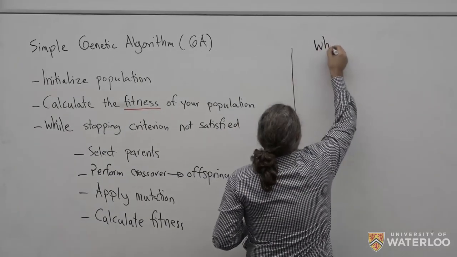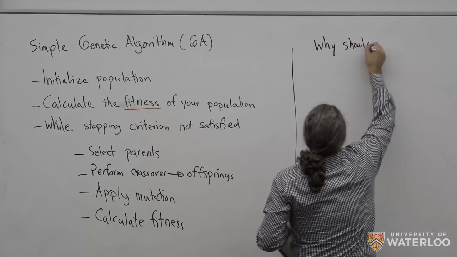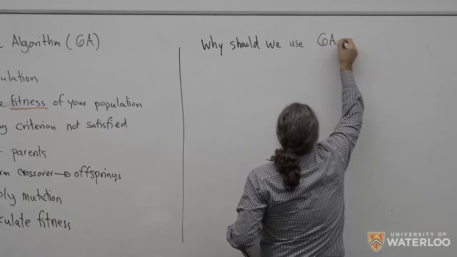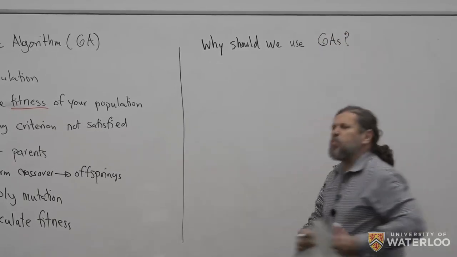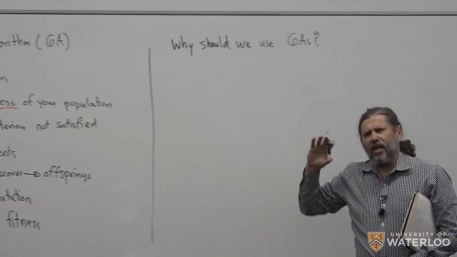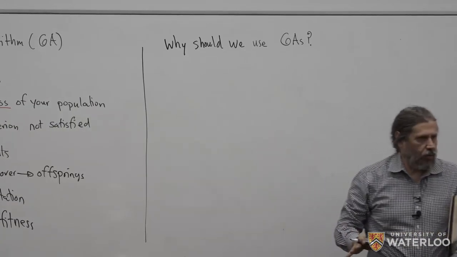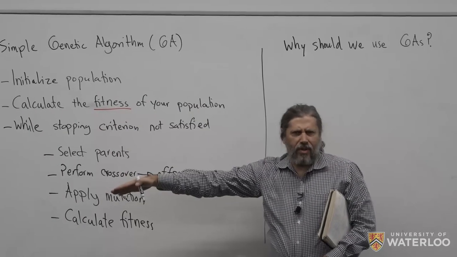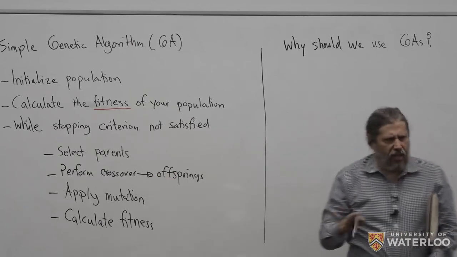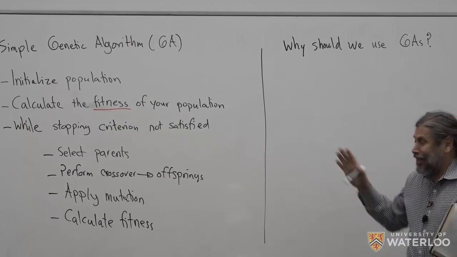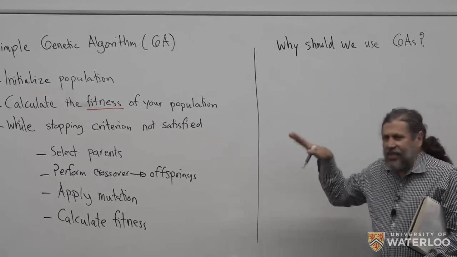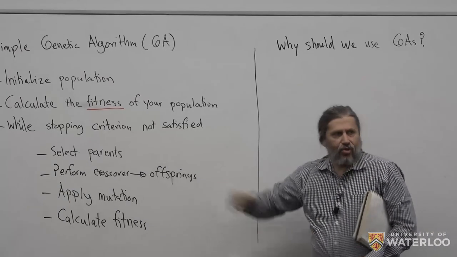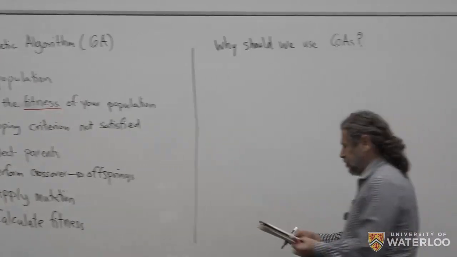So why should we use GAs? Well, evolutionary algorithms are more than genetic algorithms, but I intentionally want to restrict it to genetic algorithms, because this is the prototype. It's very simple. Things can get really complicated. I'll give you one example maybe at the end. So I want to stick with the canonical genetic algorithm, a really simple structure. So why should I use that?